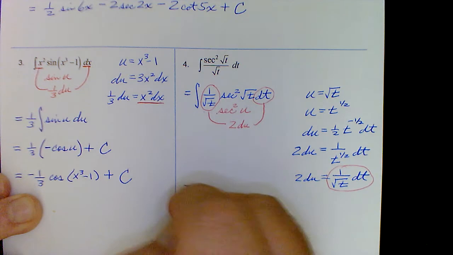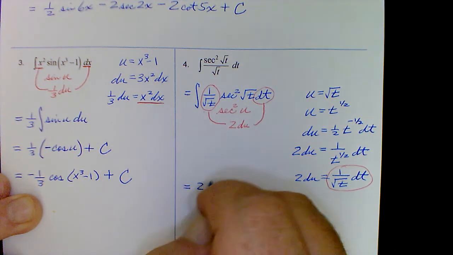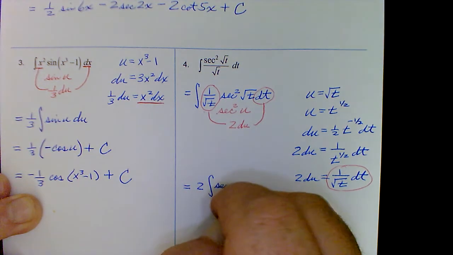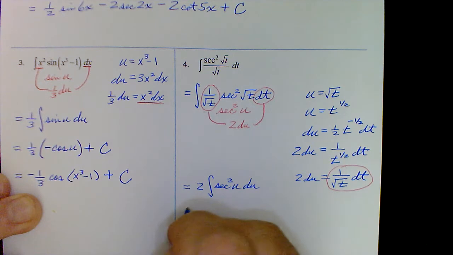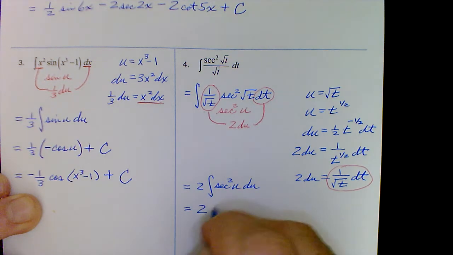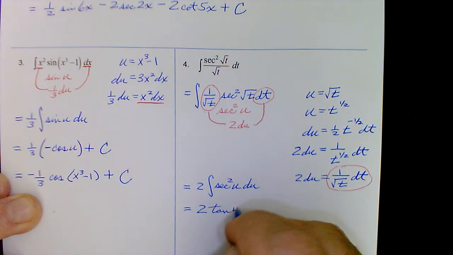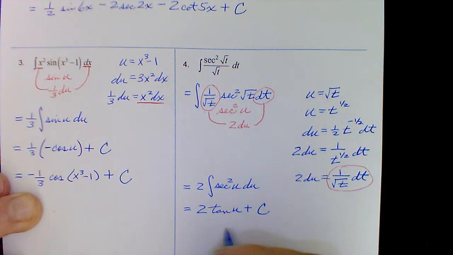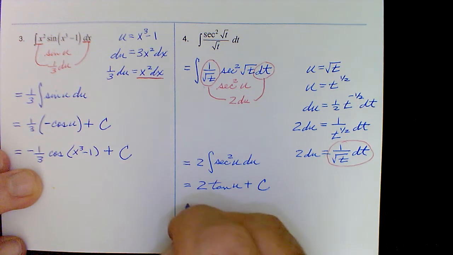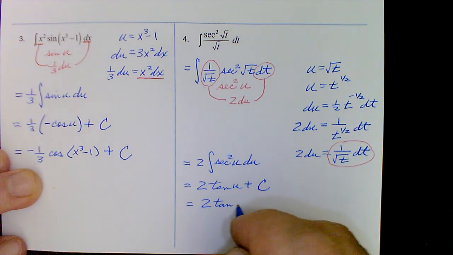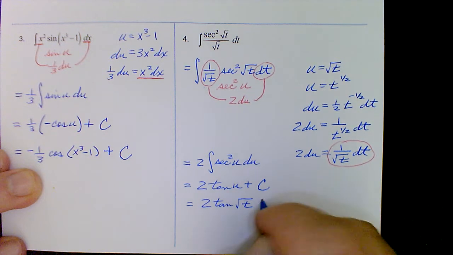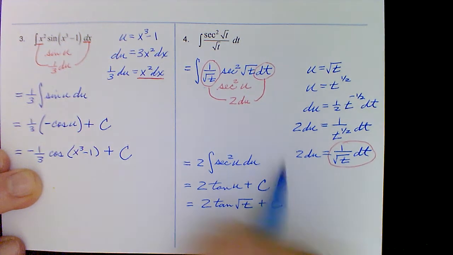We're ready for a change of variables. Bring out the 2, and upon the change of variables, we have secant squared of u with respect to u. And secant squared integrates to be tangent of u. Add our constant at that point, and finally back substitute. So 2 tangent of our u, which was the square root of t, plus the constant.